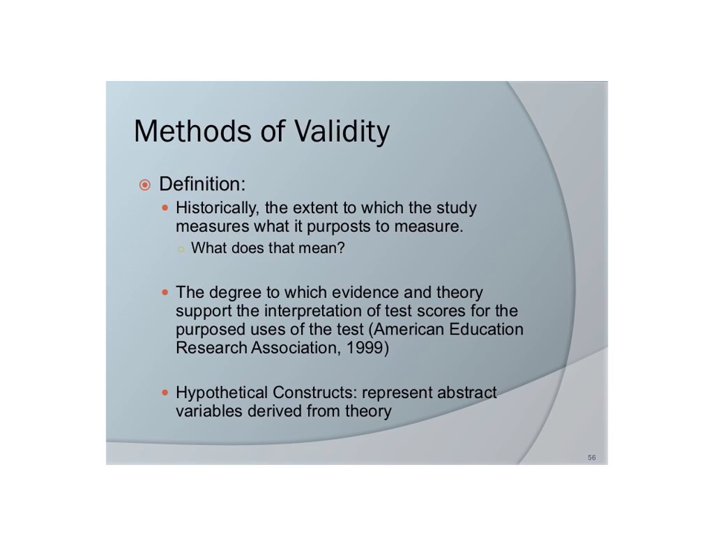The historical definition of validity is the extent to which a study measures what it purports to measure. In this case, a measurement does. But really, the understanding of what that means is unclear. In 1999, the AERA provided a clearer definition that's been used in the research since: the degree to which evidence and theory support the interpretation of test scores for the purported use of the test.